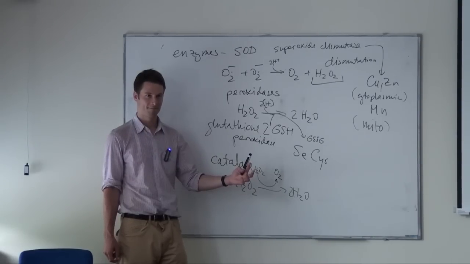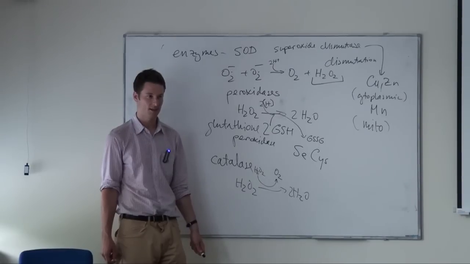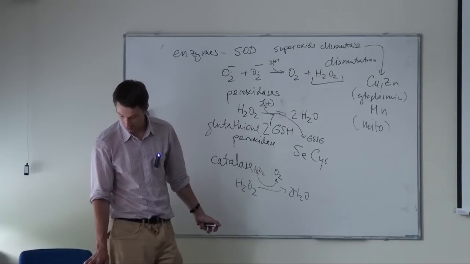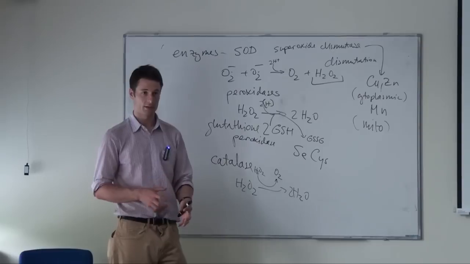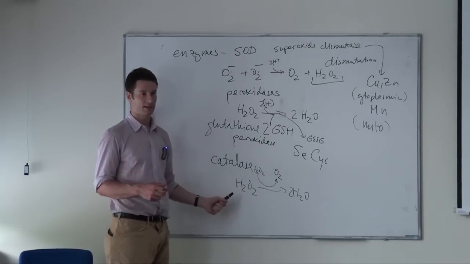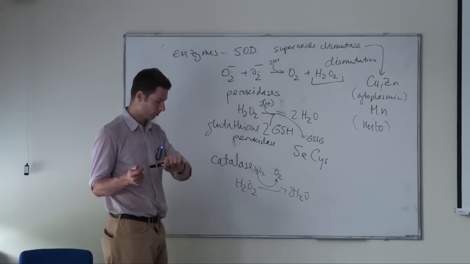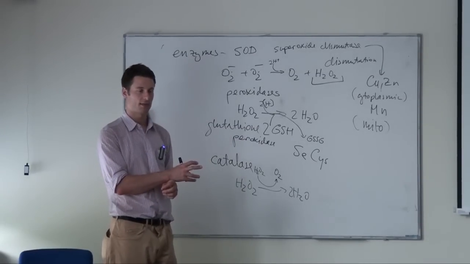Does it make sense? What happens there? Okay, so these are the most important antioxidant enzymes. There are many other ones, but these are the ones I would like you to remember: superoxide dismutase, glutathione peroxidase, and catalase. Okay. Now, let's talk about these. Do you have any questions about the antioxidant enzymes?